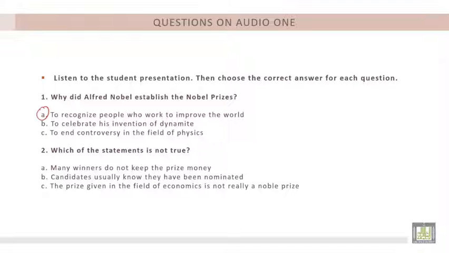Question number 2. Which of the statements is not true? A. Many winners do not keep the prize money. B. Candidates usually know they have been nominated. C. The prize given in the field of economics is not really a Nobel Prize. Actually, all of these statements are true except for B. Candidates usually know they have been nominated. In fact, candidates do not know they have been nominated.